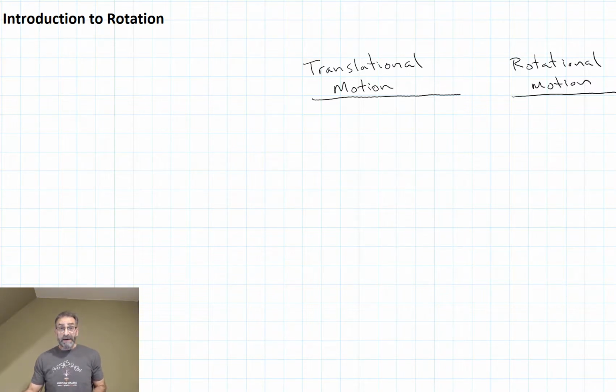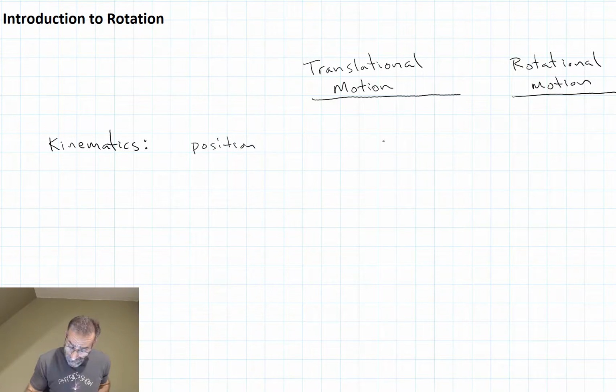So let's think about each of our four lenses. First, kinematics. The main things we were concerned with in kinematics were position, velocity, which is the rate of change of position, and acceleration, which is the rate of change of velocity.